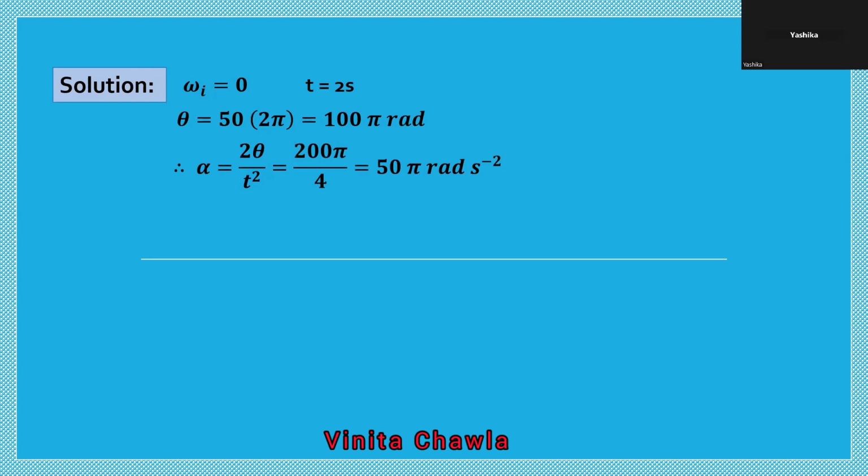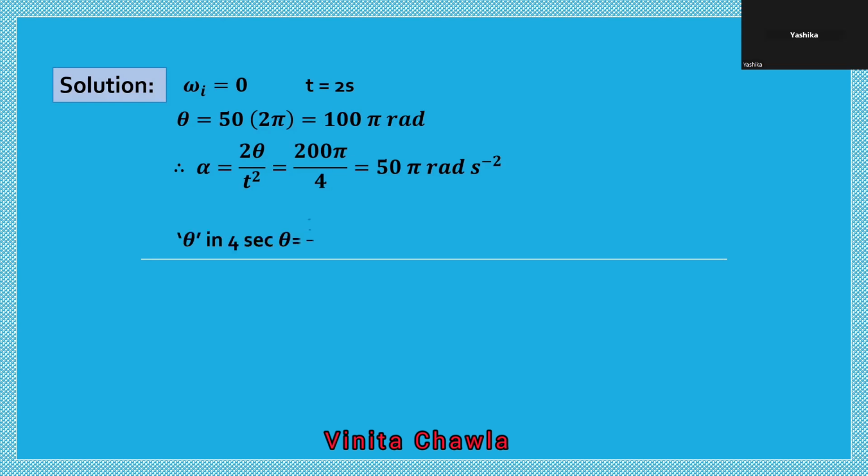सब कुछ वहां ले जाओगे. ऐसे ही, अगर आपकी इनिशियल एंगुलर वेलोसिटी 0 है तो थीटा क्या होगा? हाफ अल्फा टी स्क्वायर. थीटा इज हाफ अल्फा टी स्क्वायर. सो वी कैन फाइंड अल्फा. 2 theta by t square कर देंगे. t is given, theta is given, put the values, you'll get the value of alpha.